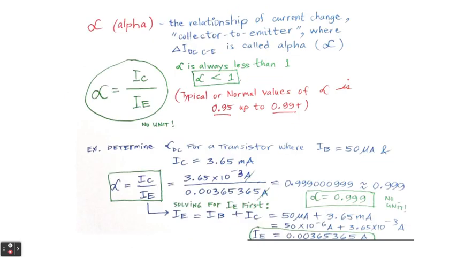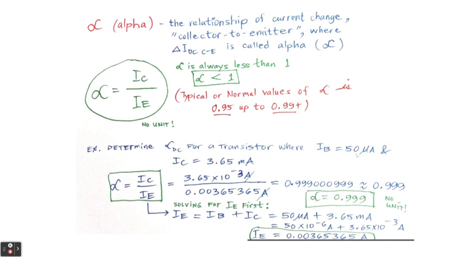Now for alpha, this is the relationship of current change from collector to emitter, where the delta current between the collector and emitter is called the alpha. And the alpha is always less than 1. So the normal values for this are 0.95 up to 0.99 plus, but it will never reach 1. It must always be less than 1.